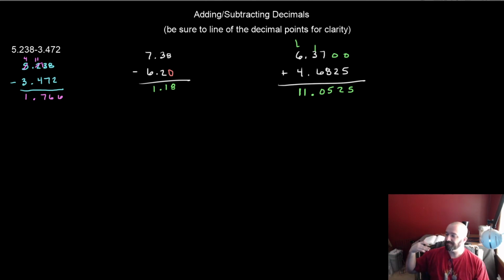Now, the nice thing about decimals is no matter where you are in them, it works exactly the same as with whole numbers. As far as adding and subtracting are concerned. Multiplying and dividing starts to get a little funky, starts to smell a little funky. But just keep that in mind. Line up your decimal points. Everything else falls into place just like a whole number.